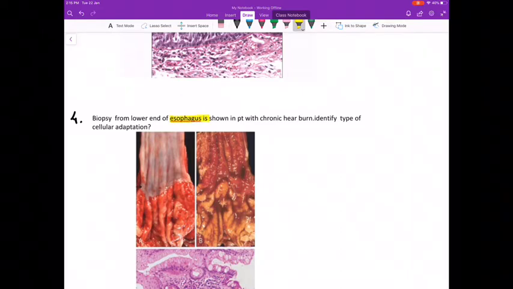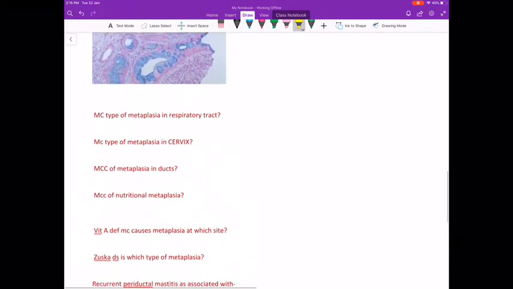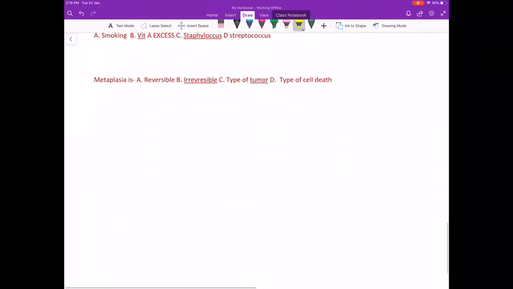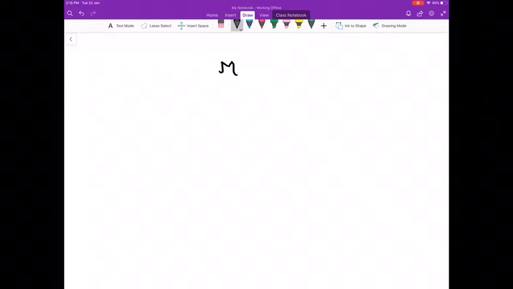There is a biopsy from the lower end of the esophagus shown in the patient, and patient is suffering from chronic heartburn. Identify type of the cellular adaptation. There are many questions to come, and for that we have to understand what is the concept of metaplasia. During this discussion, we will be dealing with definition, types, underlying mechanism, and the image based questions related to metaplasia.